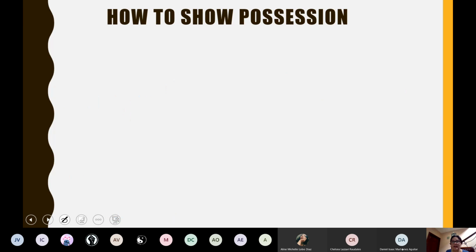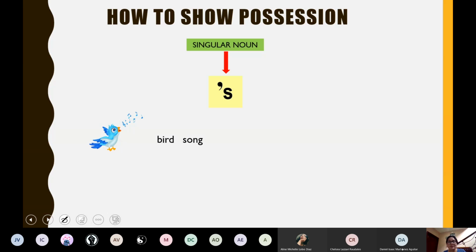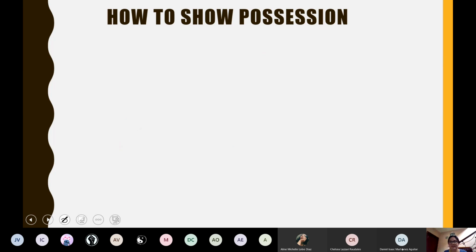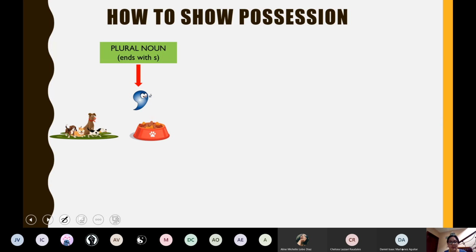Let's go to the other one. So how to show possession, guys? If it's singular noun, apostrophe S. For example, bird song is going to be bird's song, or the song of the bird. Singular in here. Look, before the apostrophe, it's singular. And the song belongs to the bird. Plural. If the plural is a regular noun or ends with S, you are going to add only apostrophe. For example, dogs' food. Here we have a plural noun that ends in S, so we only add apostrophe. And we are saying that the food belongs to the dogs.